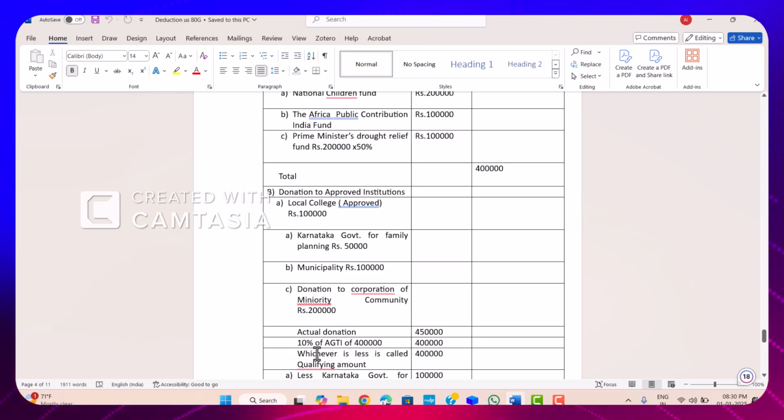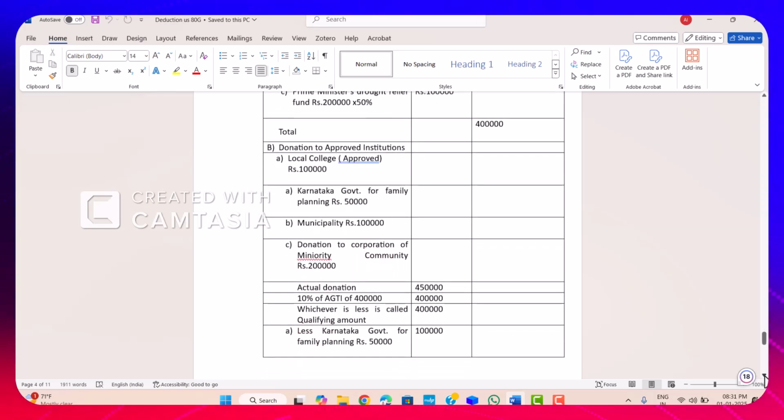Now you calculate 10% of AGTI. In the beginning of the question, for Mr. Manoj, they have given 40 lakh as the gross total income. On that gross total income, you calculate 10%. 10% of 40 lakh, if you do it, you get 4 lakh. Then you see whichever is less will be the qualifying amount. 4 lakh 50,000 or 4 lakh. Less is 4 lakh, and it will be called the qualifying amount.